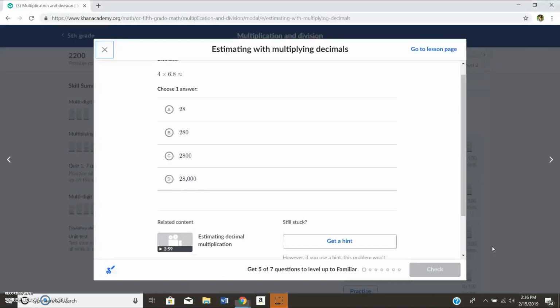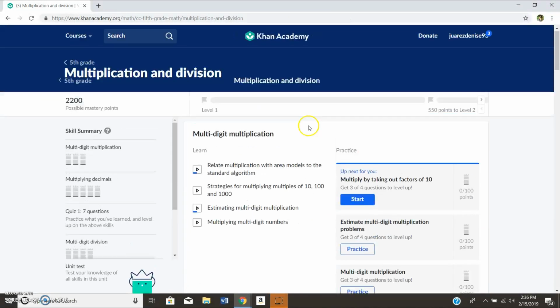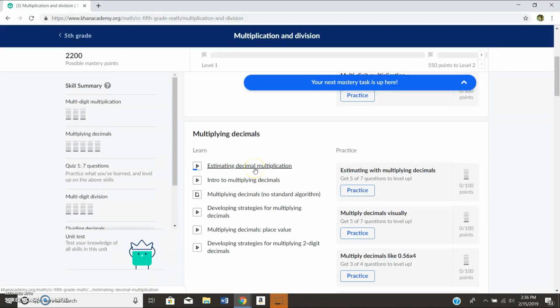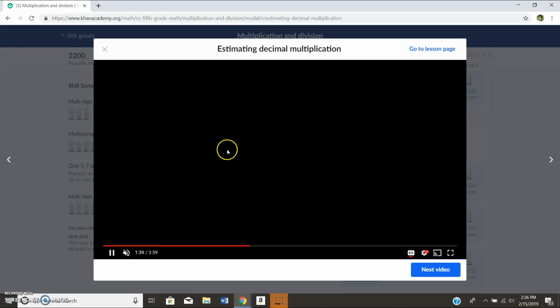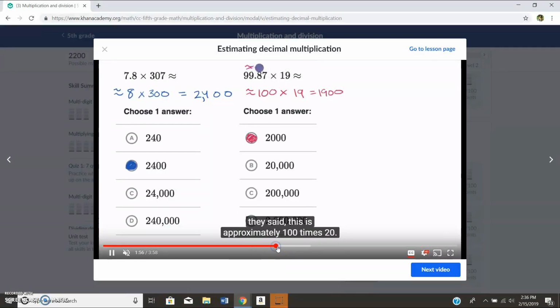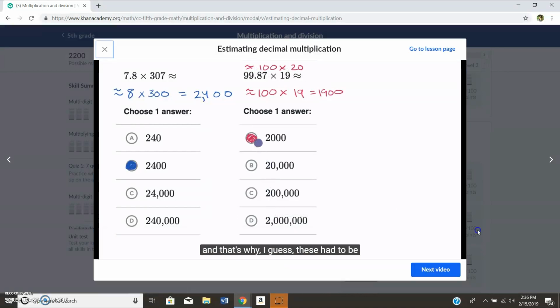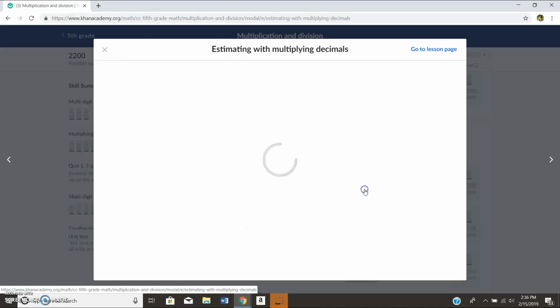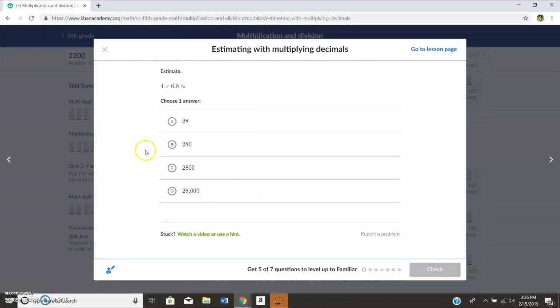And let's go to the math section. So basically, we're in the 5th grade multiplication and division section. We're going to go ahead to multiplying decimals. It's basically an instructional video of estimating decimal multiplication, and the instructor talks you through it and does some examples with you. After you're done with this specific section, you're able to go to the practice section, and then you're able to do some practice problems.